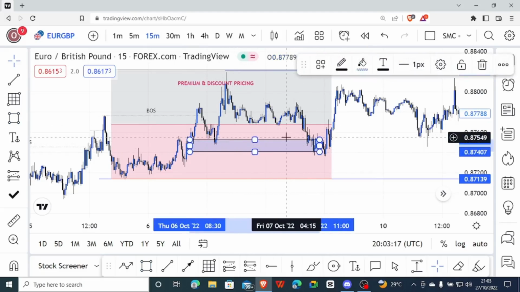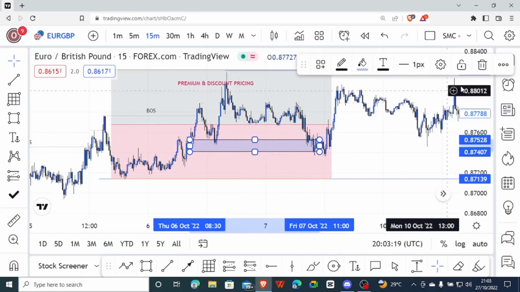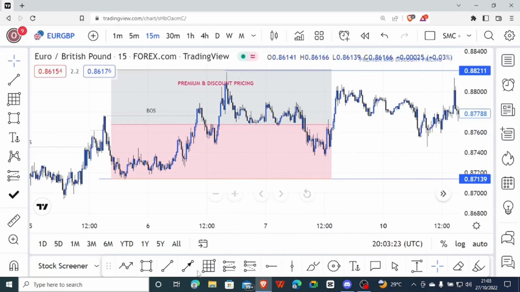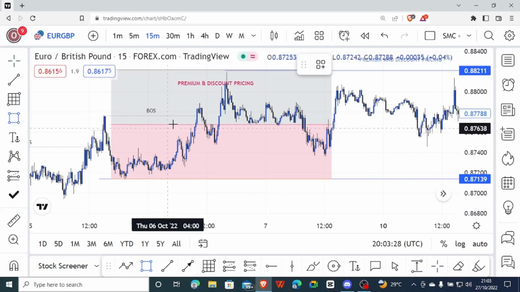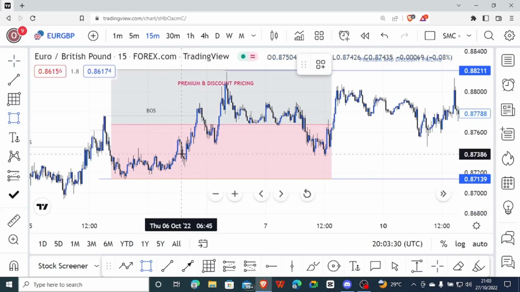Can you see that? Price took it out because this was a trap. Your real OB is here. This is your real OB, guys. If you don't understand how I determine my OB, don't worry yourself. We are going to treat the topic of OB very soon.